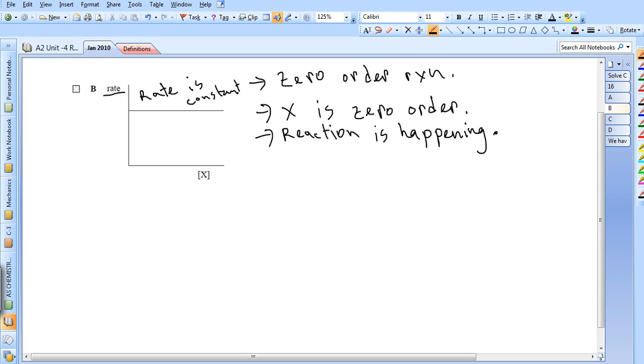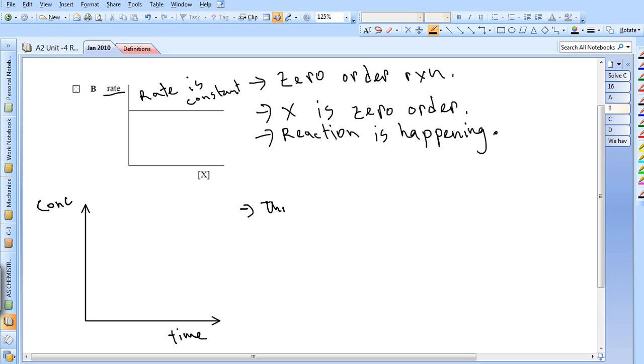Let me draw another graph for you. Here, it's over here. Okay, let us compare. For this case it is a concentration time graph. This is the concentration time graph.